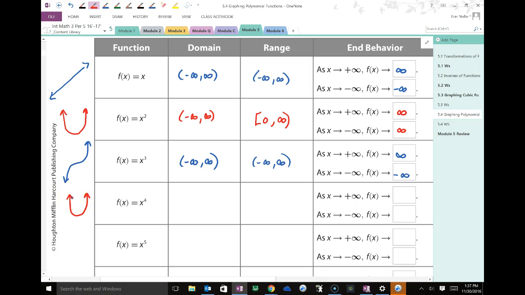So what's my domain of a parabola? Negative infinity to positive infinity. And what's my range? What's the lowest y value to the highest? 0 to positive infinity. What about my end behavior? What is my right hand going to be doing? Going up. And what's my left hand doing? Also going up.